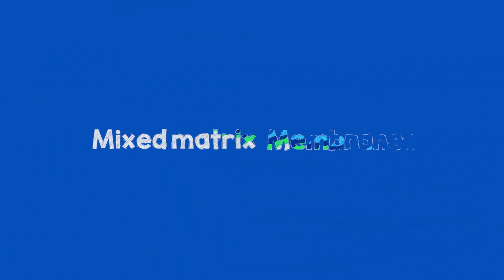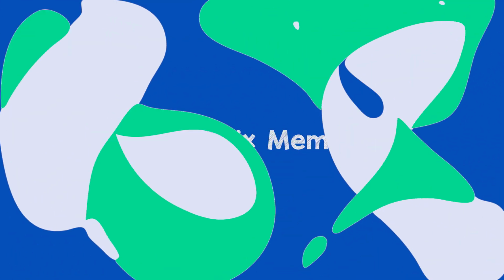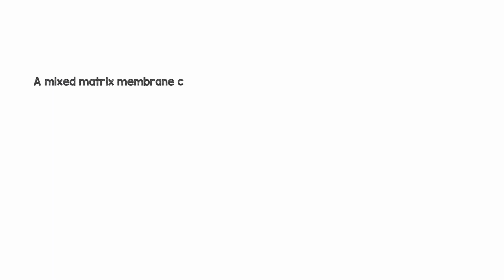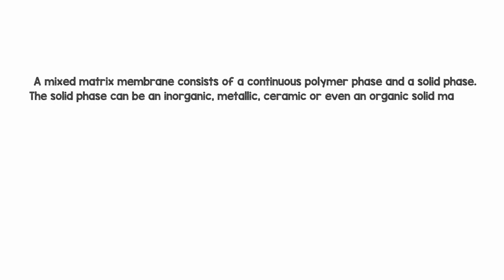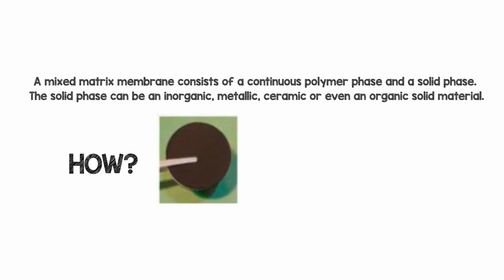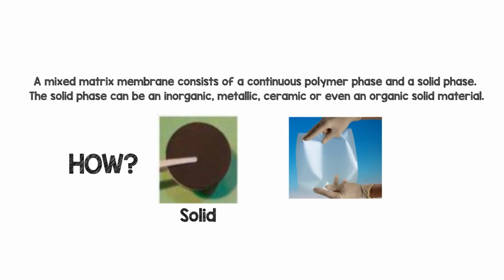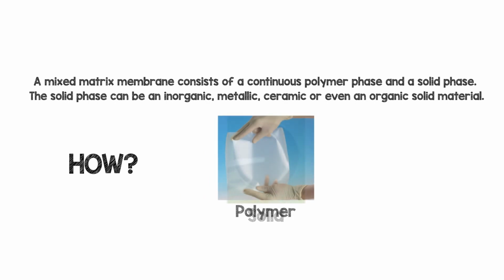3. Mixed matrix membranes. A mixed matrix membrane consists of a continuous polymer phase and a solid phase. The solid phase can be an inorganic, metallic, ceramic, or even an organic solid material. So, a mixed matrix membrane is a membrane formed by incorporating a solid phase in a continuous polymer matrix, such that the advantages of both the polymeric matrix and solid particles can be combined in the membrane.